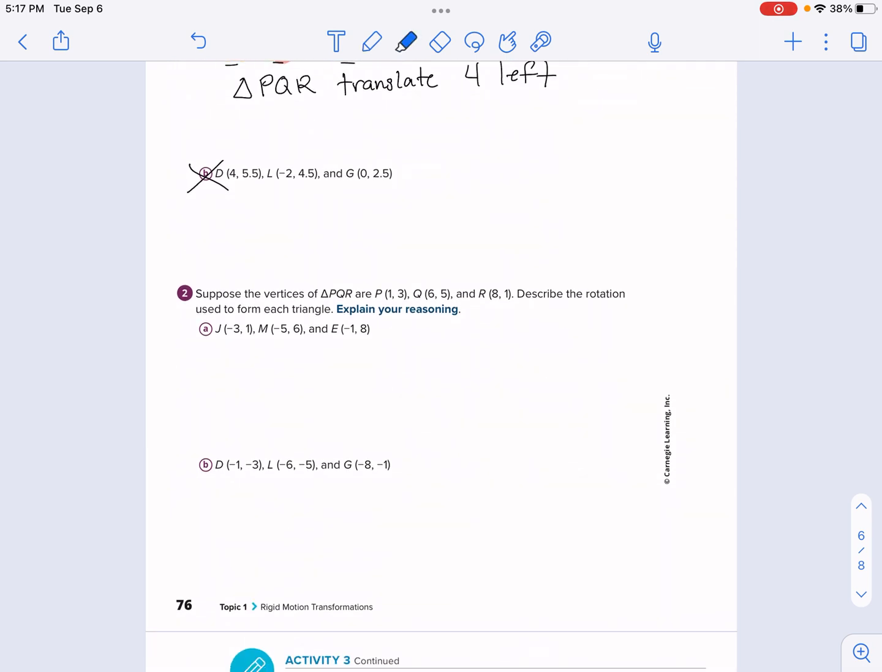section or problem 2 here. In this case, we have this triangle PQR, and we're going to describe the rotation here. So that's more familiar to this other triangle. As you look at 2A, we have J, M, and E. Let's look at the first one. If you notice anything here, P is 1, 3, J is -1, +3. And if you don't have a highlighter, again, just circle these. Q is 6, 5. M is -5, 6. Okay, so there are some similarities and differences there. R and E: R is 8, 1. E is -1, 8. So what is happening here?